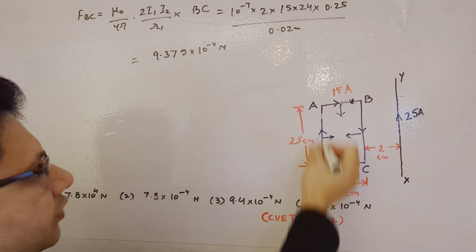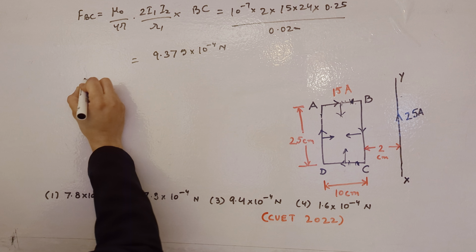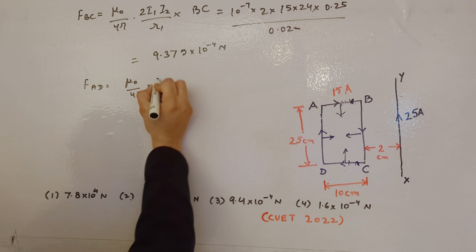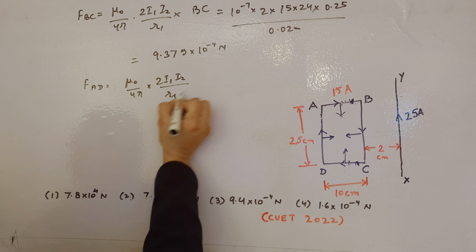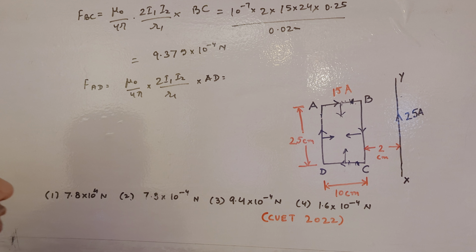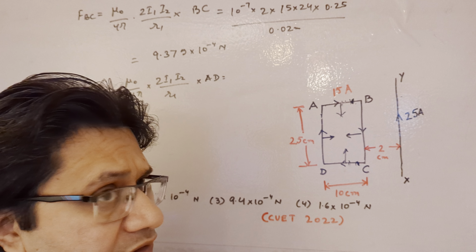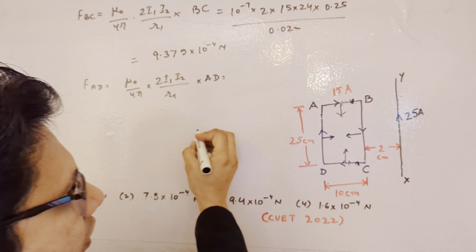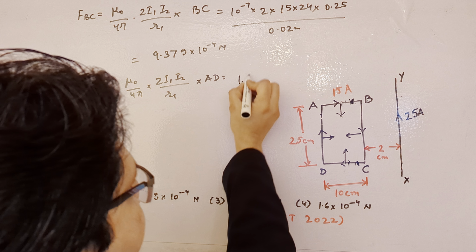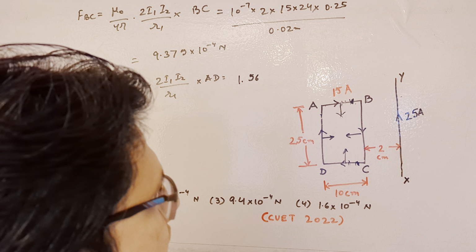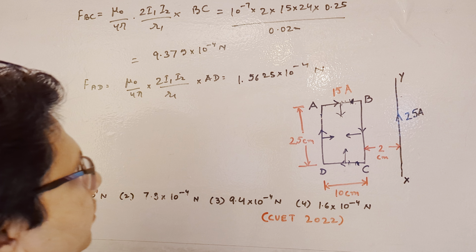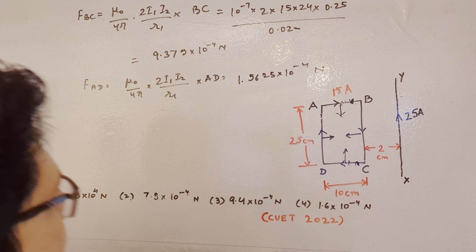Now similarly, we can find out the force on the AD segment of the wire. So FAD is mu naught upon 4 pi into 2 times I1 I2 upon R1 multiplied by the length of this segment AD. Putting the respective values in a similar manner as we have done for FBC, this value comes out to be nearly 1.5625 into 10 raised to the power minus 4 newtons. So this is the exact value.